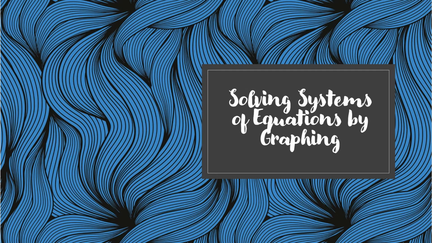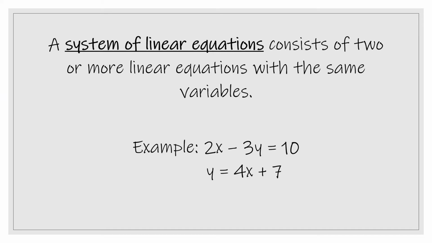Today we're going to talk about solving systems of equations by graphing. So a system of linear equations consists of two or more linear equations with the same variables. An example would be 2x minus 3y equals 10 and y equals 4x plus 7. By the end of this unit, we're going to learn 3 different ways to potentially solve a system like this. But today we're going to just talk about graphing.